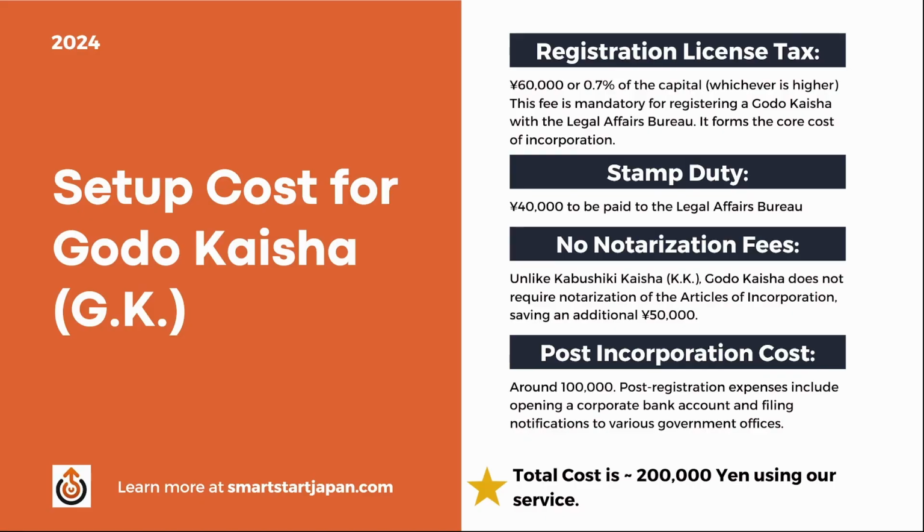4. These are some post-incorporation costs. Once your GK is registered, there will be additional costs of anywhere from 100,000 to 200,000 yen for post-registration activities. These include opening a corporate bank account, filing various notifications with tax offices or labor offices, as well as other administrative tasks, depending on whether you want to do it yourself or hand it over to an expert to file these on your behalf.